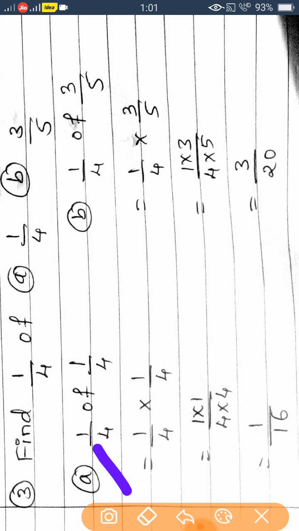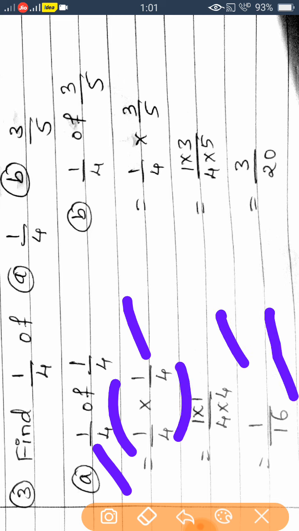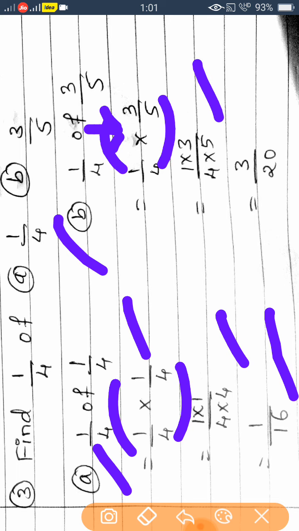Here 1 by 4 of, instead of 'of' I have written a multiplication sign in this step. Again numerator to numerator, denominator to denominator. If you multiply, 1 by 16. So here if you take 1 by 4 of 3 by 5, same, instead of 'of' we can choose a multiplication sign. Then multiply numerator to numerator, denominator to denominator. You'll get 3 by 20.